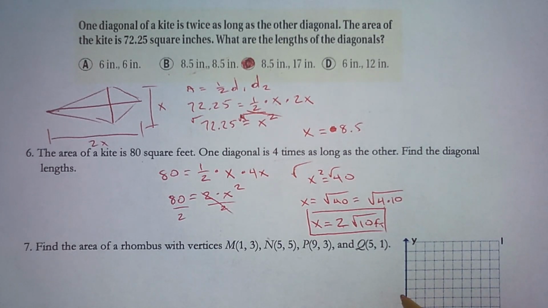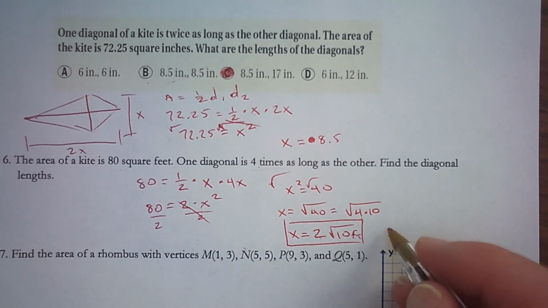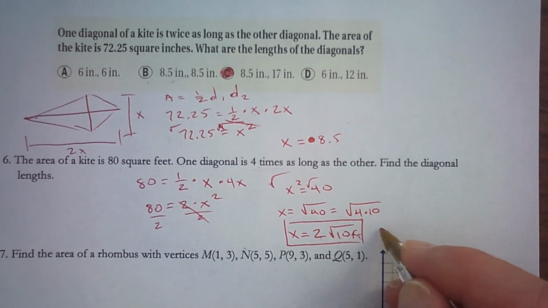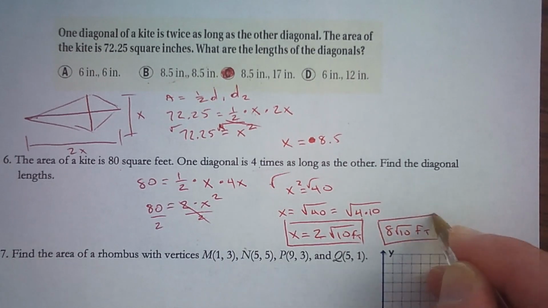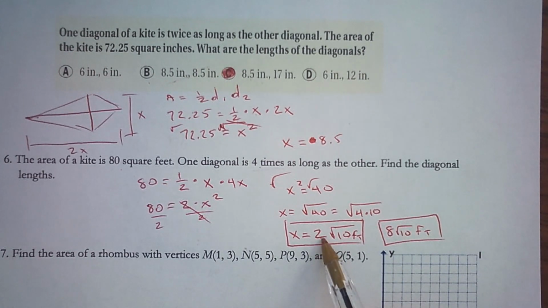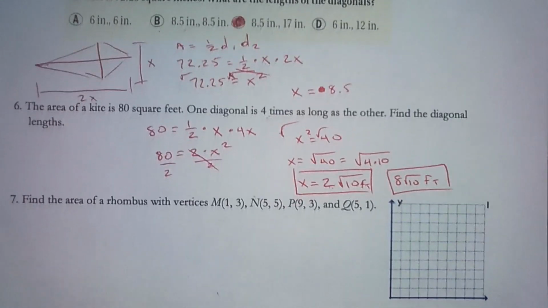Now the other of the two diagonals has to be 4 times as long as that. So that means the other diagonal is 8 times the square root of 10 feet. So I have one diagonal at 2 times the square root of 10 feet. The other one is 4 times that long. So that's 4 times 2 is 8 times the square root of 10 feet.